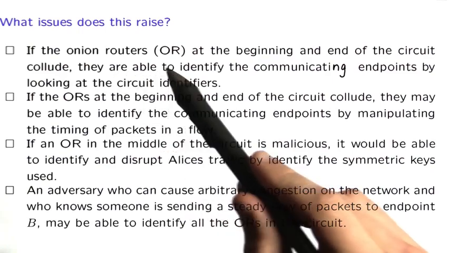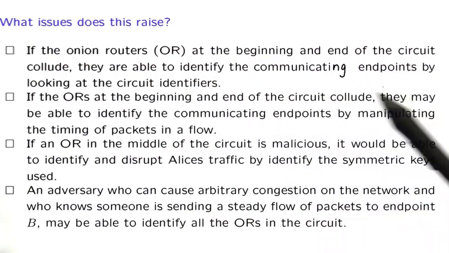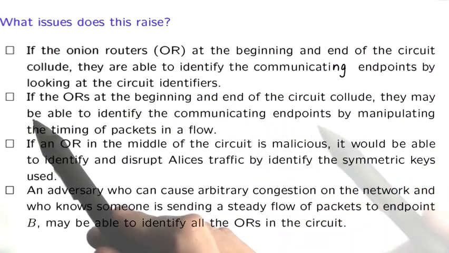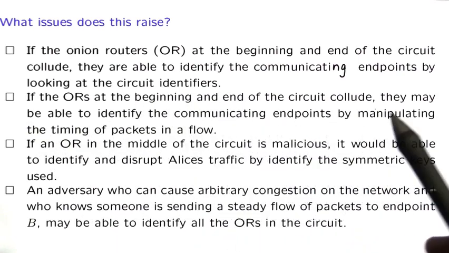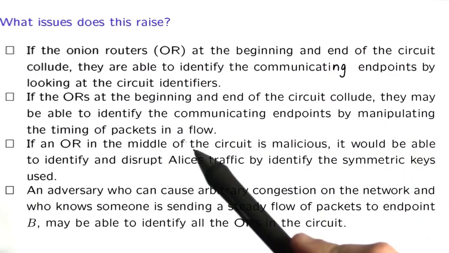And the options are: if the onion routers at the beginning and end of the circuit collude, they are able to identify the communicating endpoints by looking at the circuit identifiers. If the onion routers at the beginning and end of the circuit collude, they may be able to identify the communicating endpoints by manipulating the timing of packets in a flow.